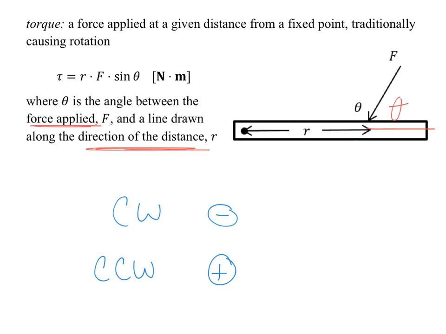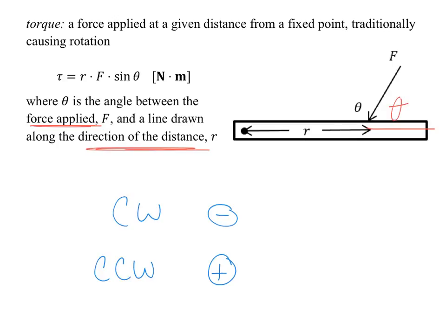Imagine looking at this door from above. A bird's eye view, you're looking down on the door. The pin is here. Here's the top of the door. I was pushing on the outside of the door. Then I was pushing in the middle of the door. Then I was almost pushing on the hinge. As I get closer and closer to the hinge here, my lever arm, my R value decreases. Okay, my R value decreases.